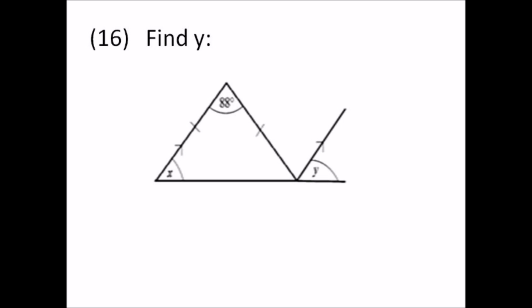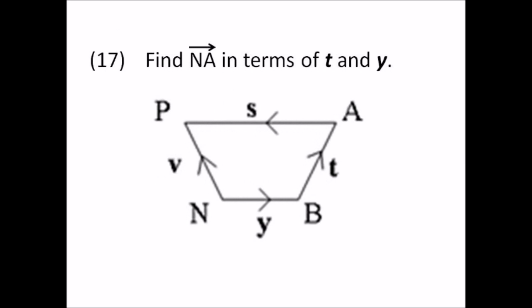And moving right along, number 17, you're dealing with vectors, and you have a rectangle involved. Find vector NA in terms of vector T and vector Y. So I can help you. You have to join N to A first of all. So you're dealing with triangle NAB, and then see if you can solve it for vector NA. And once you do that, then it's a straightforward thing to find vector NA. And you have to give it in terms of T and Y, remember, or in terms of Y and T.